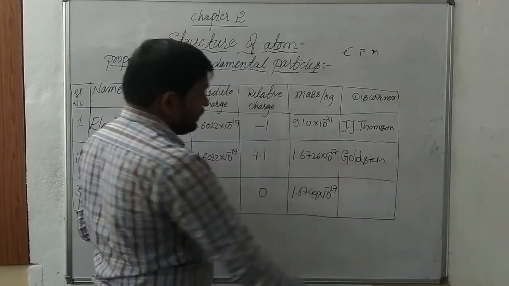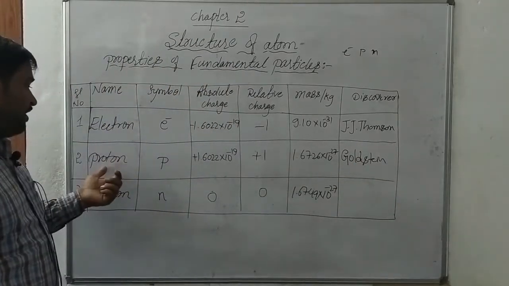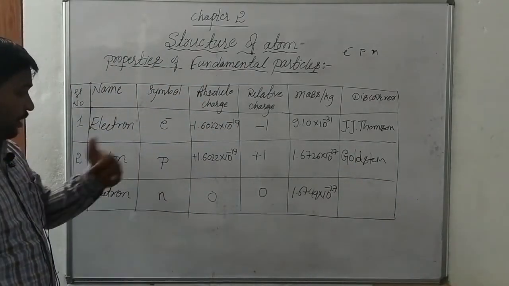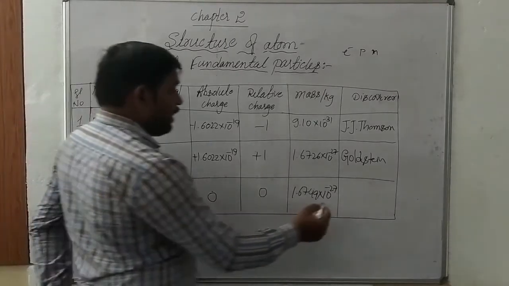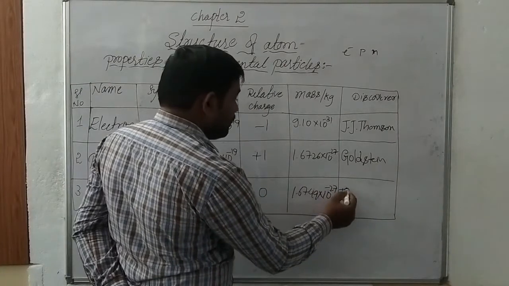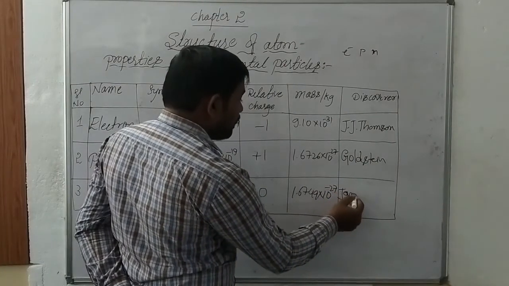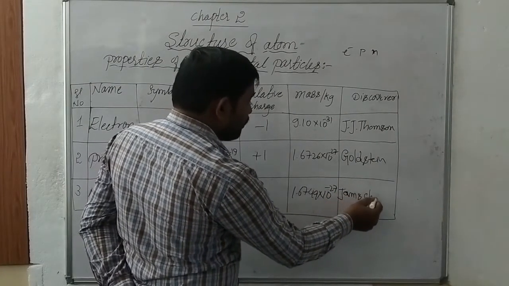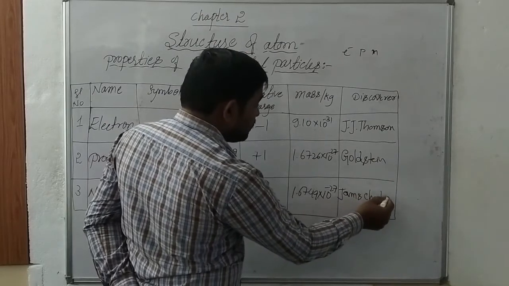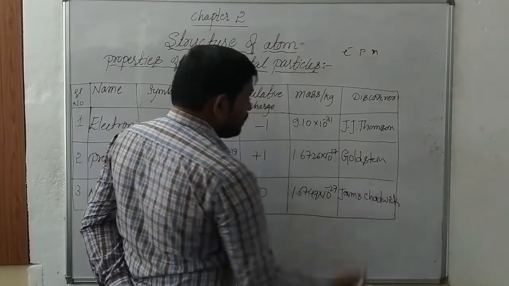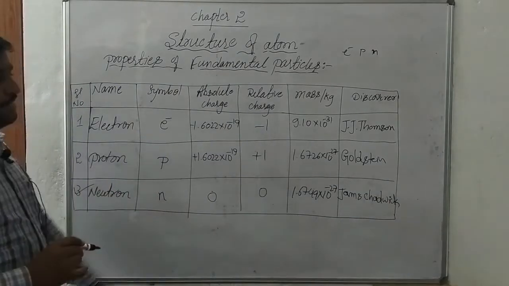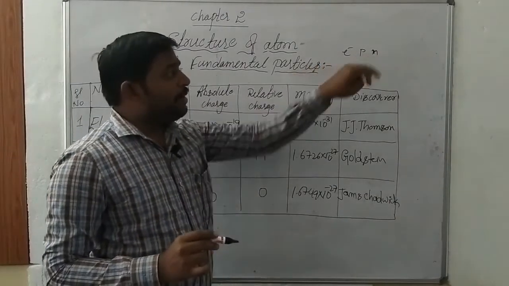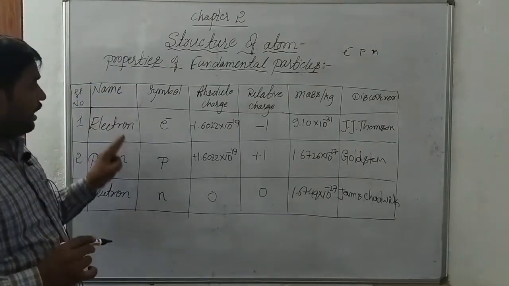He is the scientist who discovered the fundamental particle called the proton. And the next one is the neutron. The neutron was discovered by James Chadwick. James Chadwick is the scientist who discovered the fundamental particle called the neutron. So these are the three fundamental particles of an atom.